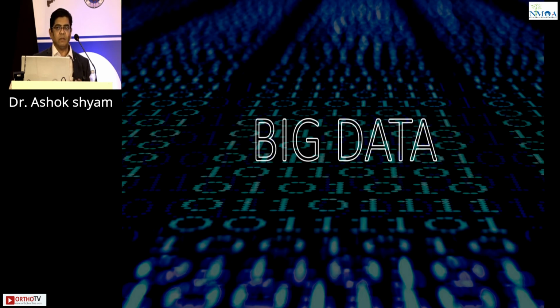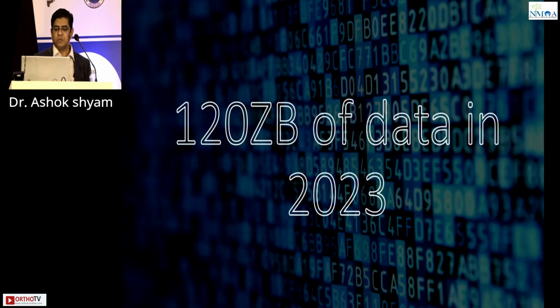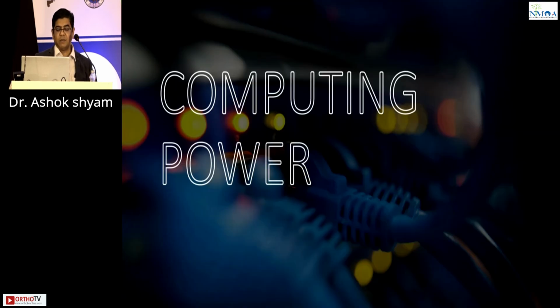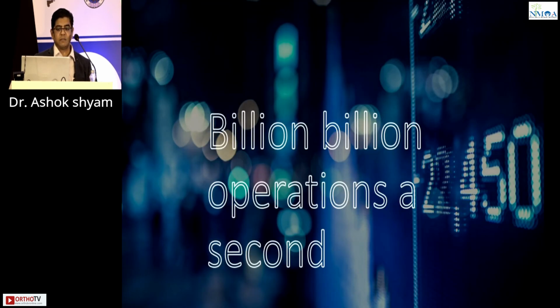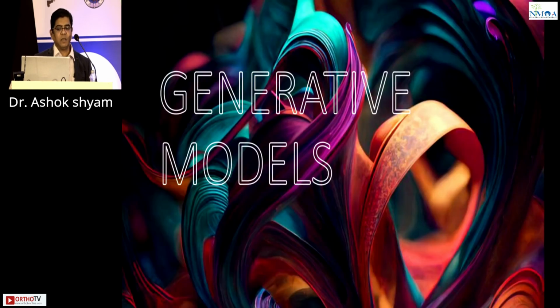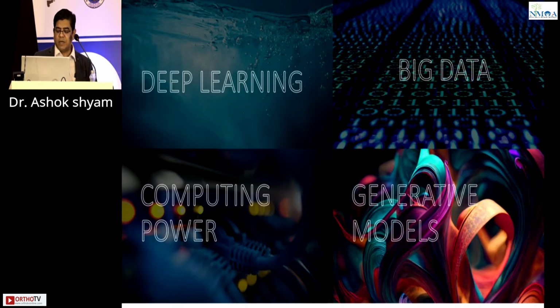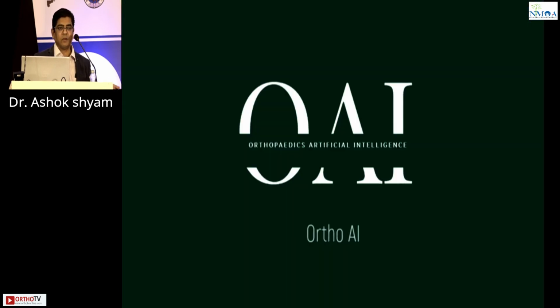The internet was growing at a tremendous speed with huge data. There is around 120 zettabytes of data in 2023 currently, which is accessible. And the computing power was billions and billions of operations in a second. So with the increase of this data as well as computing power and the foundation of generative models of AI, we could get something like ChatGPT, and with the combination of all this, deep learning, big data, generative models, and computing power, we could create something new, which is called Orthopaedic AI.